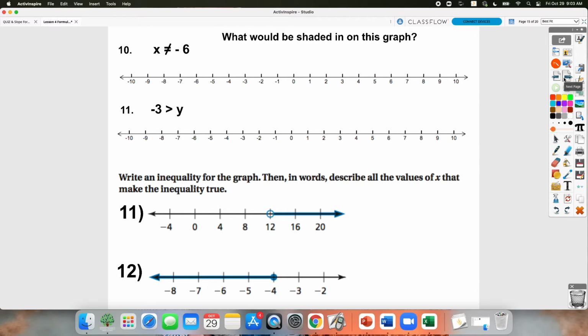All right, number 10, if x is not equal to negative 6, what all is going to be shaded on that graph? Everything except for negative 6. Absolutely. What do I need to put on negative 6? An open circle, because it's not equal to negative 6. All right, and then we shade everything else on that number line. Okay, I want y'all to do number 11 for me. Graph that inequality.